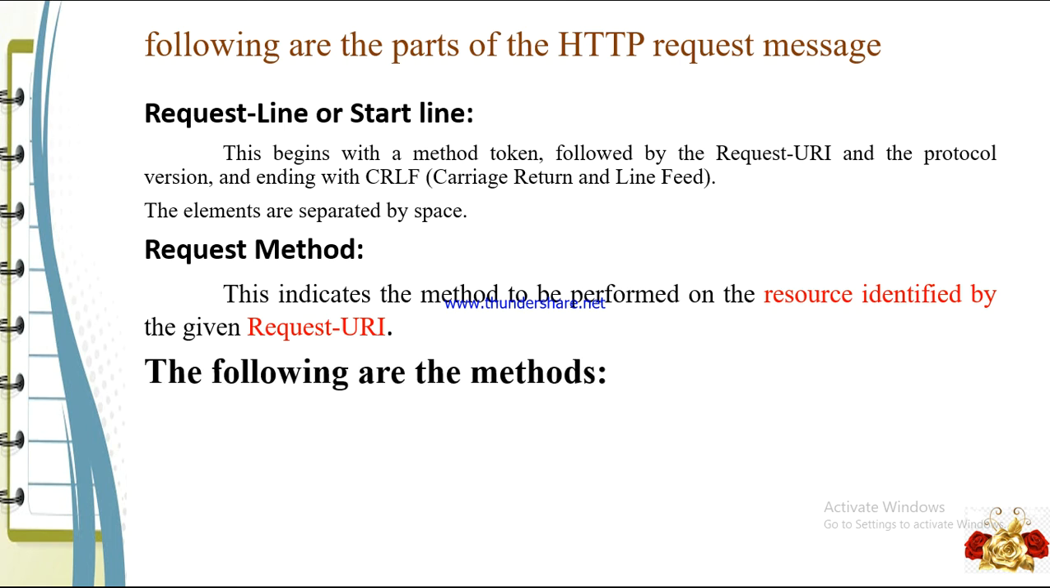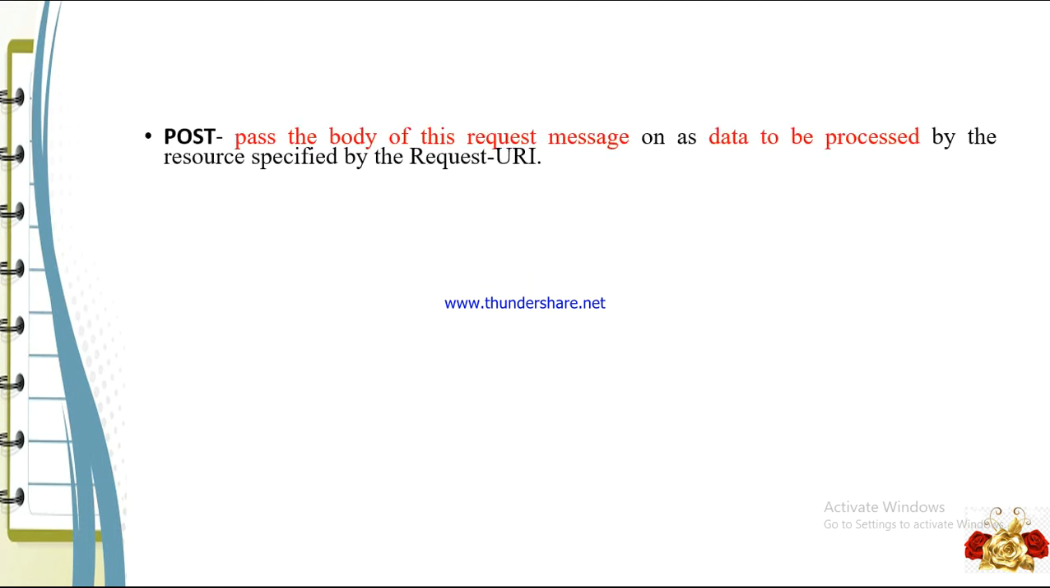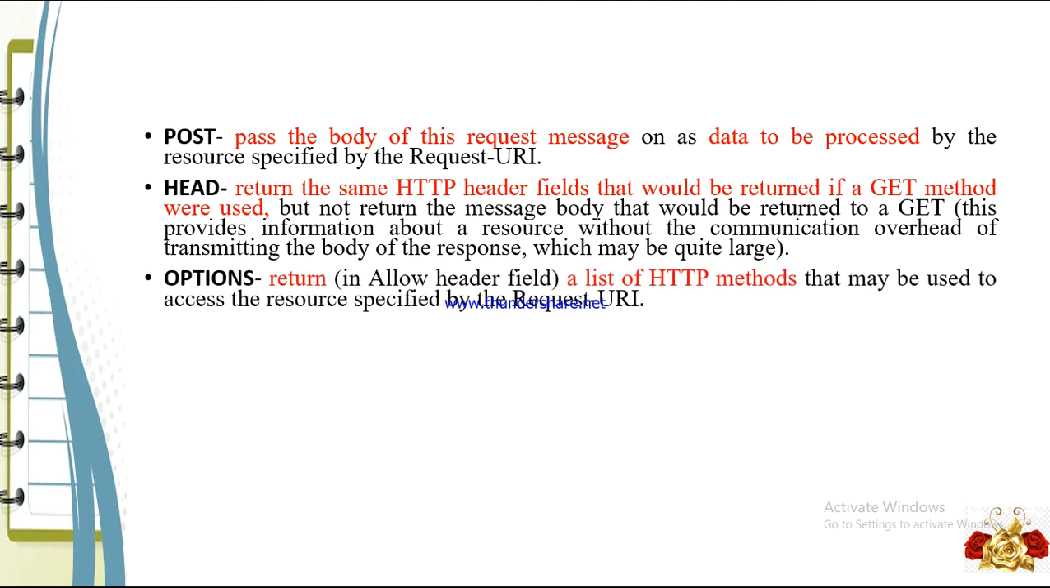Some of the methods used in the request message are the following. First, the important one, the GET function. It returns the resource specified by the request URI as the body of the response message. Another one, POST: the body of this request message contains the data to be processed by the resource specified by the request URI. Next one is HEAD. It returns the same HTTP header fields that would be returned if a GET method were used, but does not return the message body that would be returned for a GET. So it provides information about the resource without the communication overhead of transmitting the body of the response, which may be quite large.